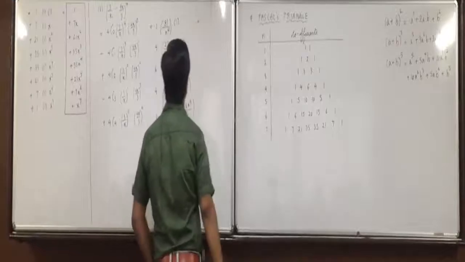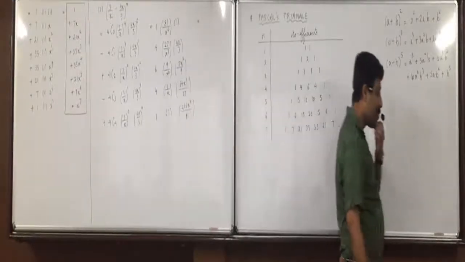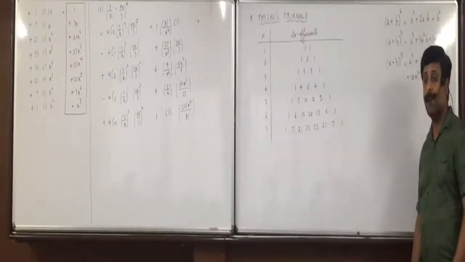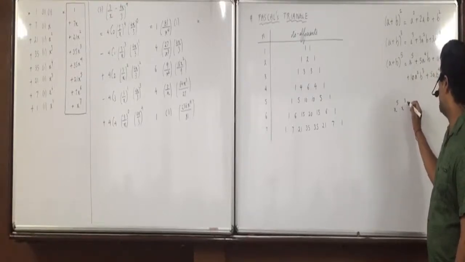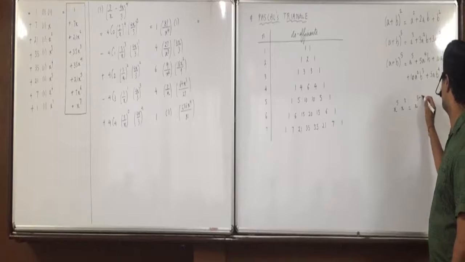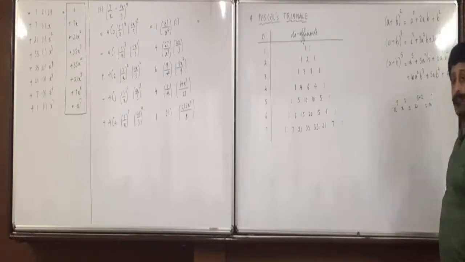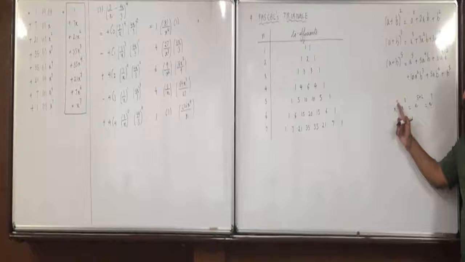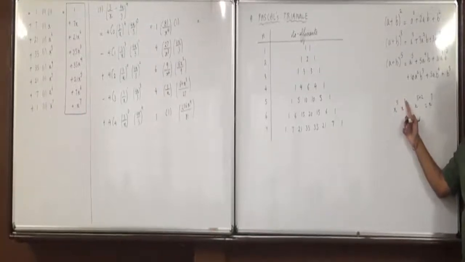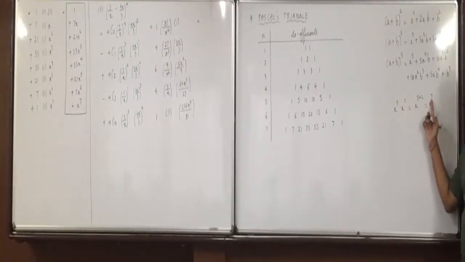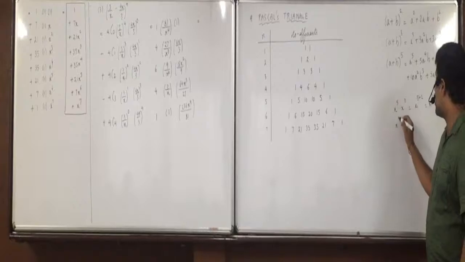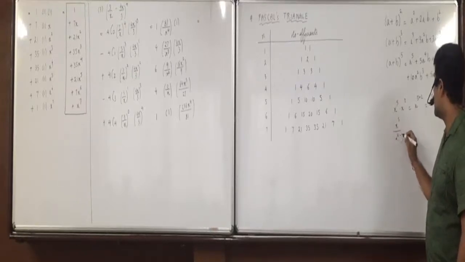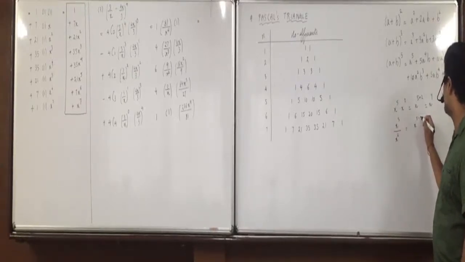Now, put your pens down. See here. In the power, multiplication becomes addition. Means if it is x raised to 5 into x raised to 2, then 5 plus 2, it will become 7. In the power, the multiplication gets added. Division gets subtracted.